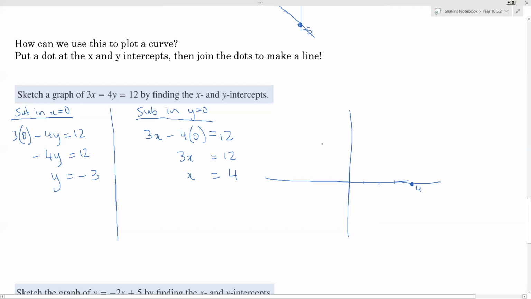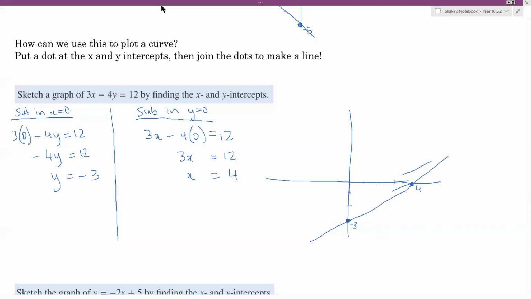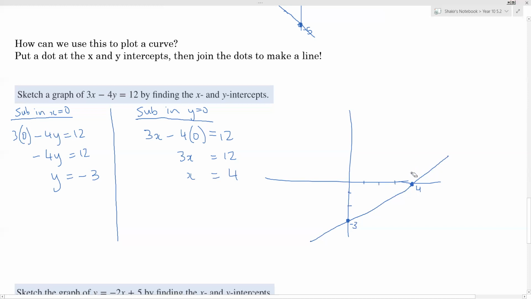So I go over here and I say, well, my y-axis is over here. 1, 2, 3, negative 3. I'm going to put a dot here. That's my y-intercept. And yeah, I just join the dots. Whoops, right there. That's weird. I'm not being able to draw straight. Okay, there we go. And I will just erase the other lines. And yeah, that's our line. That's how you graph the line using the x and y intercepts.